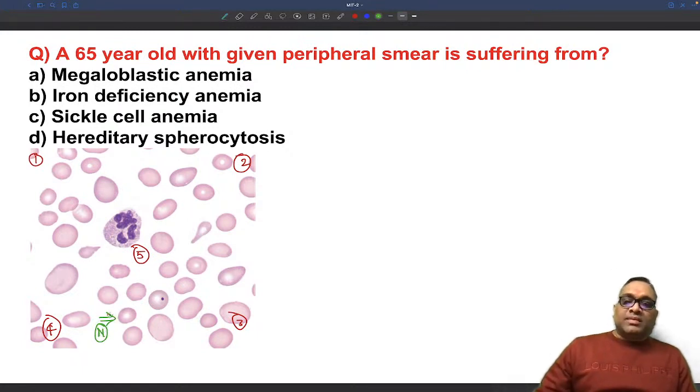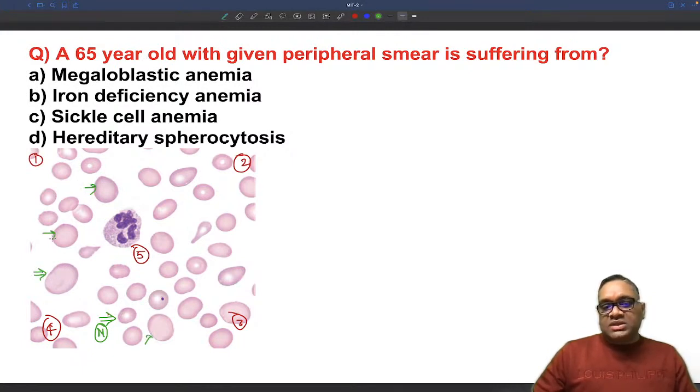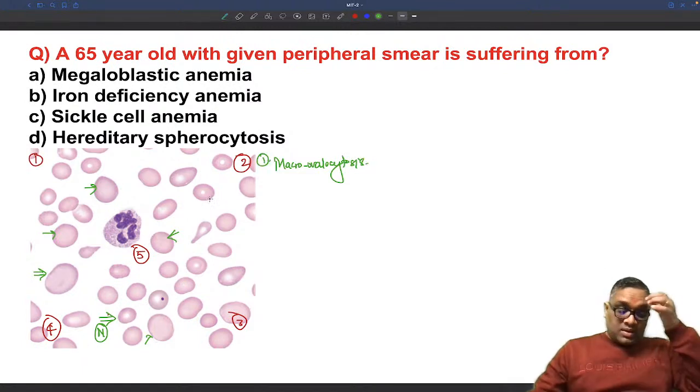Why am I saying it is a normal RBC? Because it has central pallor, which is approximately 1/3. After seeing this, we can compare whether an RBC is smaller or larger. If you compare this RBC with this RBC or this one, you can notice these are larger RBCs and they do not have central pallor also. So what I'm showing you here is macroovalocytosis. Cells are larger, macroovalocytes are present.